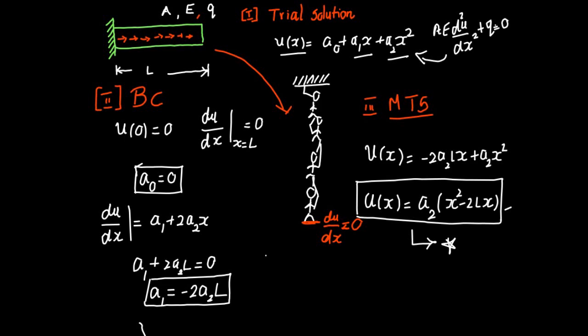So here we go. This is step number 4, is to find the strain energy. Strain energy is denoted by the notation U. So let me write the formula for strain energy. Strain energy for a bar subjected to uniformly distributed load, it is AE by 2 integral over the limit 0 to L du by dx the whole square.